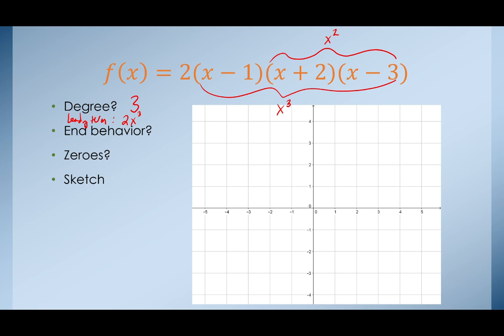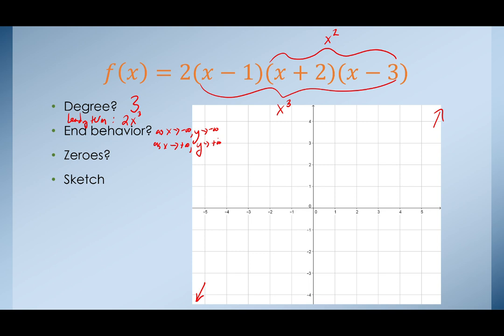So our end behavior, what do we know? It's odd, so they're going to go in opposite directions. It is not reflected over the x-axis, so we do expect our ends going this way. So we can write that out. We can say as x goes to negative infinity, y goes to negative infinity, and as x goes to positive infinity, y goes to positive infinity.